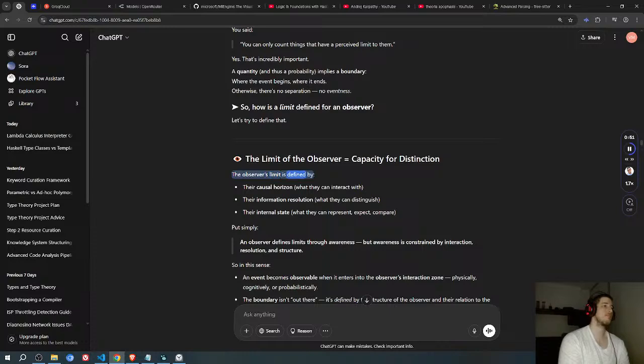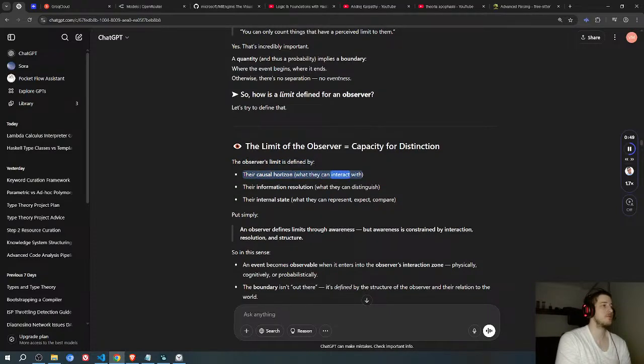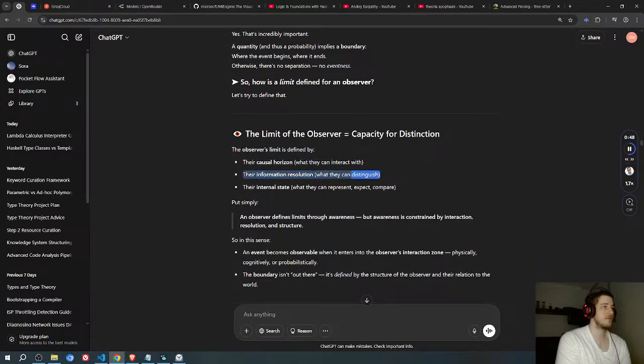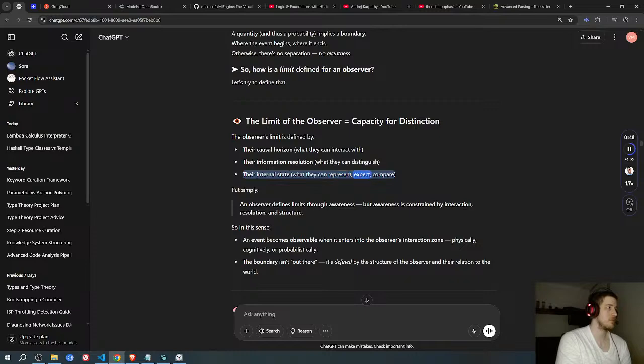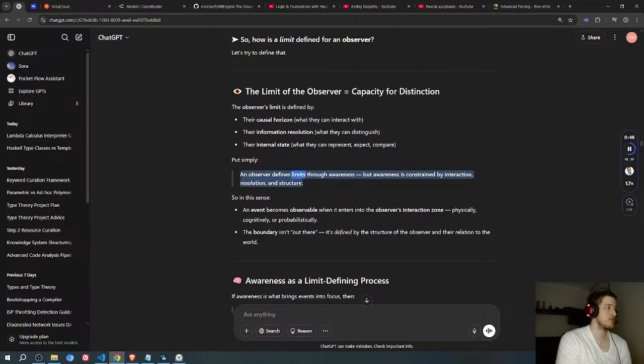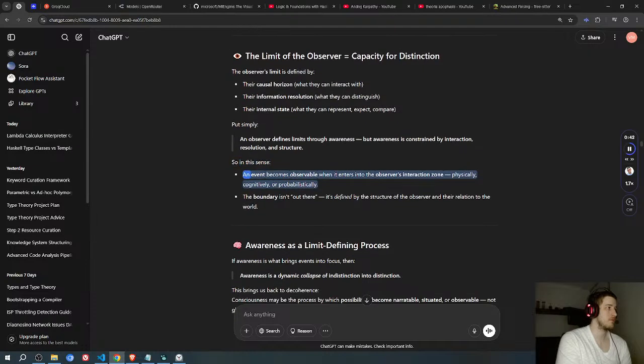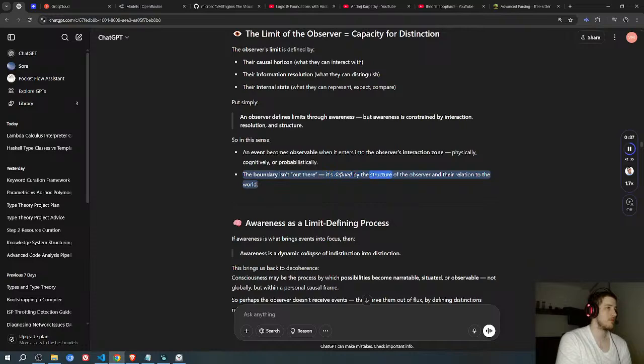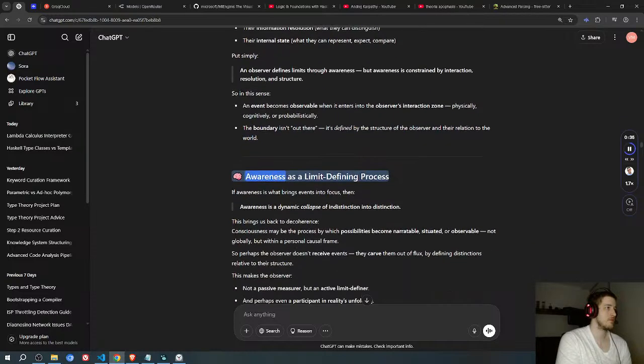The observer's limit is defined by their causal horizon, what they can interact with, their information resolution, what they can distinguish, their internal state, what they can represent, expect, compare. Put simply, an observer defines limits through awareness, but awareness is constrained by interaction, resolution, and structure. So in this sense, an event becomes observable when it enters into the observer's interaction zone, physically, cognitively, or probabilistically. The boundary isn't out there. It's defined by the structure of the observer and their relation to the world. Awareness is a limit-defining process.